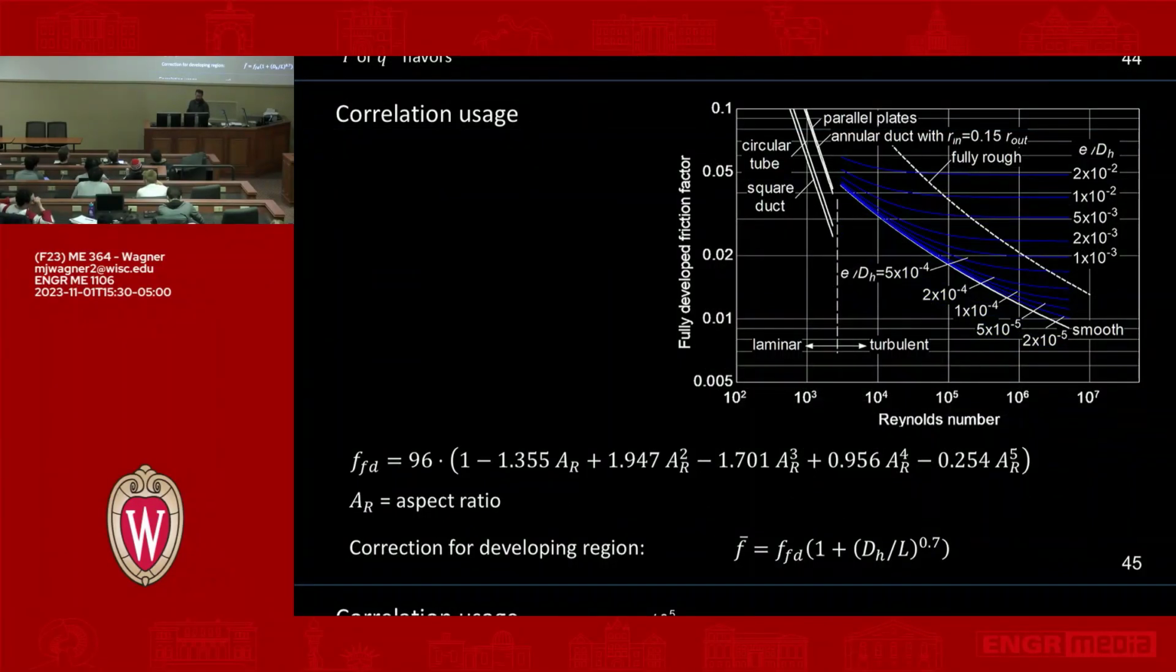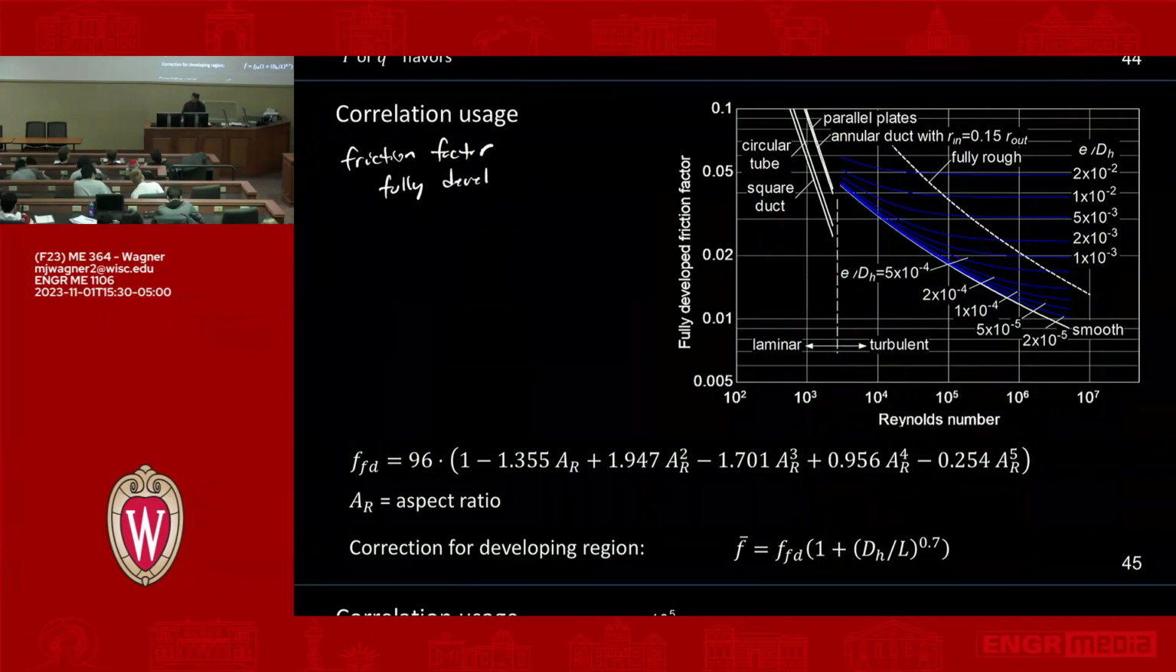So what this correlation is giving us is the friction factor for a fully developed flow. Right, fully developed flow in a duct. Hopefully you've seen this before, right? This is fluids. Have you all seen this before? Yeah? For the most part?